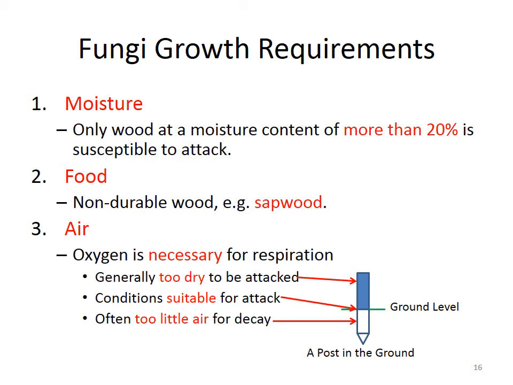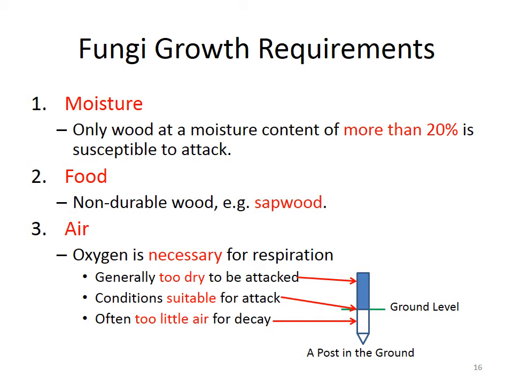Number two there, food. Non-durable wood, for example, sapwood, is the most attractive type of wood for fungal attack. They like the sapwood. So if you can avoid using sapwood, or if you do use sapwood, make sure that it's treated with preservatives, and preferably pressure impregnated preservatives that go all the way right into the center of the wood itself. The third one then is air.